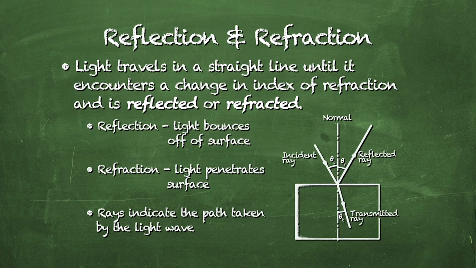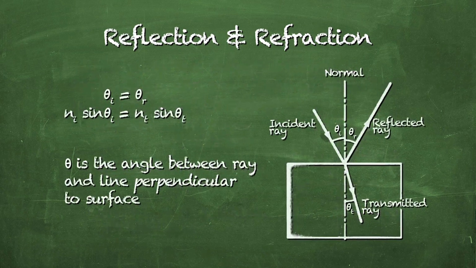The relationship between the incident angle and the reflected angle is very simple. The incident angle and the reflected angle are equal. So theta I equals theta R. And once again, remember that these angles are measured relative to the line perpendicular to the surface where the index of refraction changes.